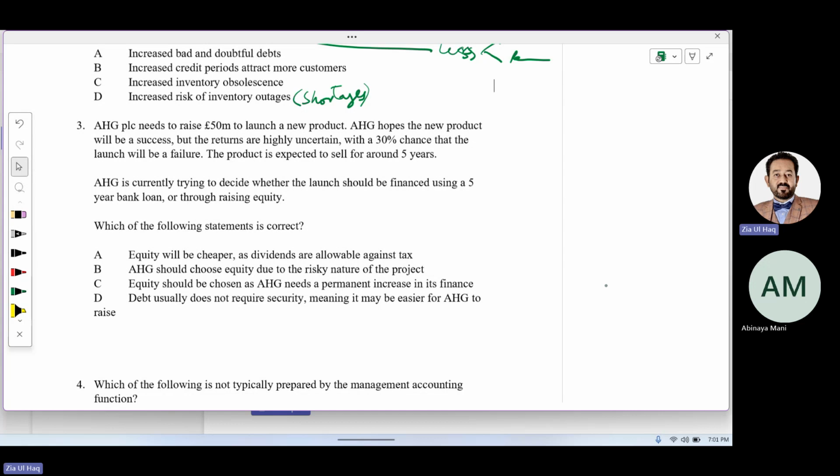The third one, the answer will be... by a project. Through that, they will produce some product that will be selling for 5 years. Meaning in 5 years, they will generate profit. We're trying to decide whether the launch should be financed using a 5-year bank loan or through raising equity.